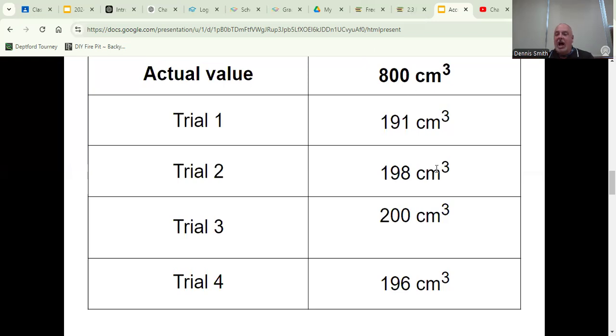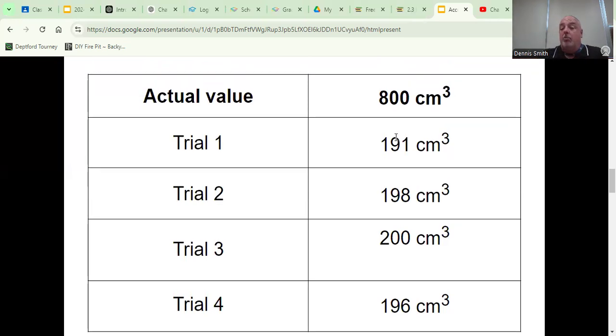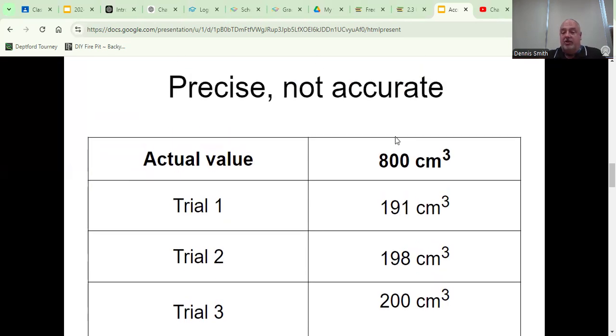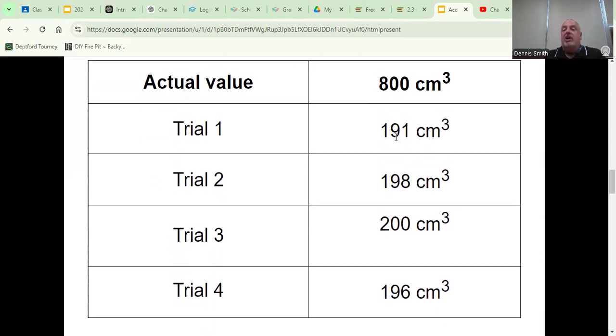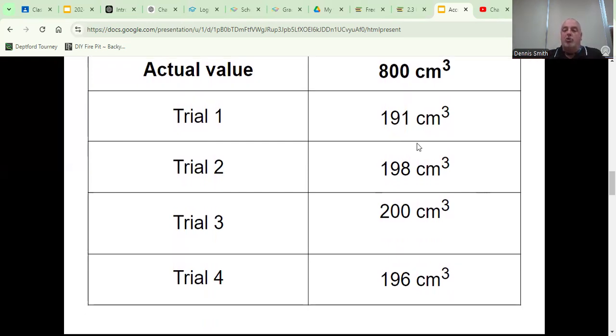No, none of these are even remotely close to being accurate. But they are all within 9 cubic centimeters of each other, which will tell you that they are precise, but not accurate. Okay. They're precise because they're all close together. They're all bunched together within 9 cubic centimeters of each other, but the actual value is 800. They are nowhere near 800.